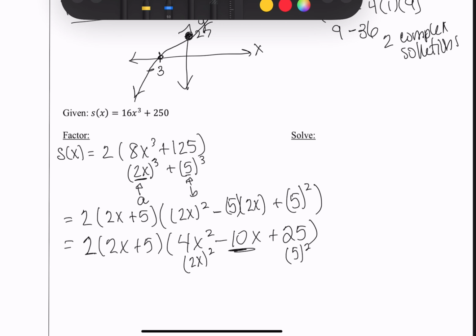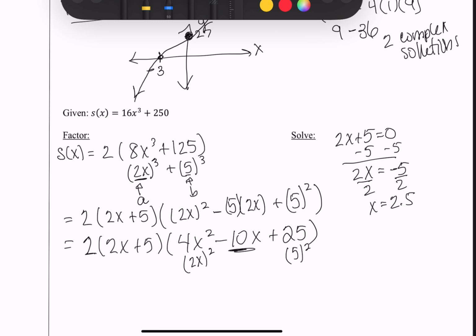Now I'm going to solve it. So I'm going to take each factor, set them equal to 0. So I got a 2x plus 5 that gets set equal to 0, and solved. So x is negative 2.5.